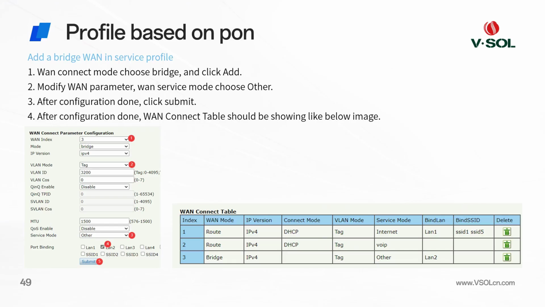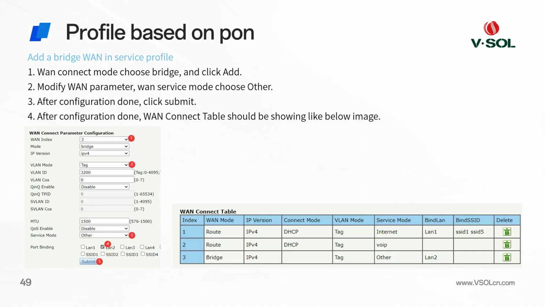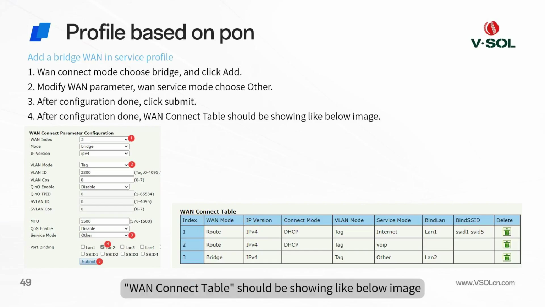Then add a bridge WAN for IPTV. WAN Connect mode choose bridge and click add. Modify WAN parameter. Enable VLAN and input the VLAN ID. WAN service mode choose other, and select the port binding. After configuration is done, click submit. After that, the WAN Connect table should look like the image below.